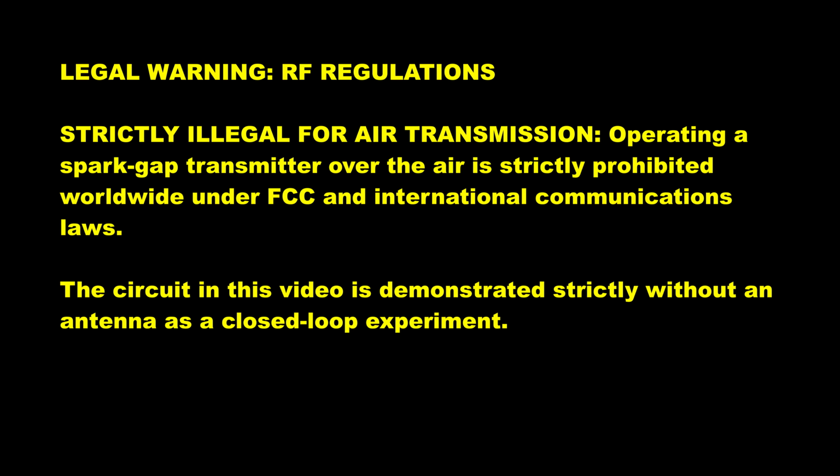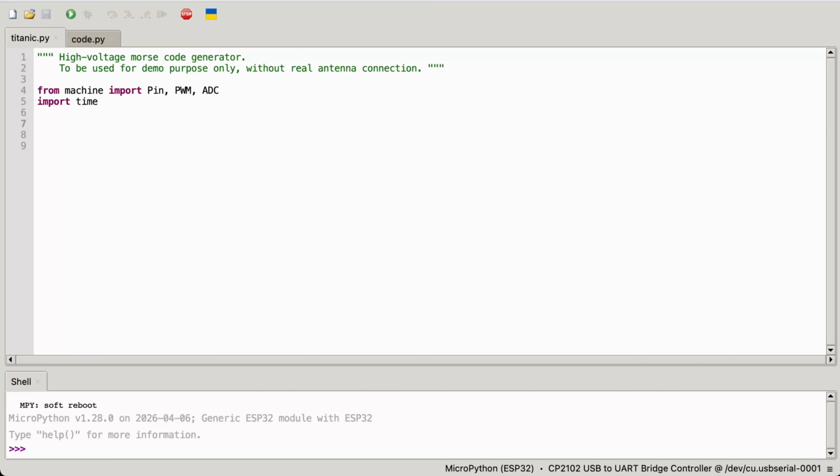And the second, spark gap transmitters have been illegal to use on the air since 1934 because they produce a lot of electromagnetic noise. So I will be using this board without connecting the antenna output, so it will be working only on my desk. And now let's get started.